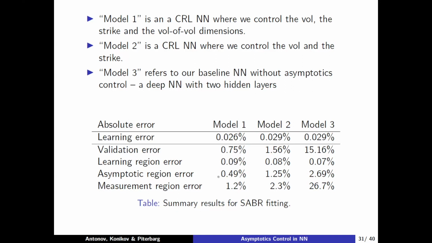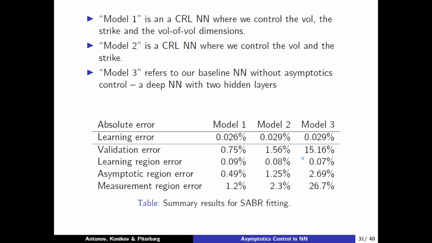Now in the asymptotics region, so the region where the asymptotics start, they have a different scale. They can have 49 basis points, 1.3%, and 2.6%. And in the whole measurement region outside, we can have very, very big numbers. This one is still very moderate, 1.2%, and the other 2 also, but if there is no control, we just get out. We get out completely of the picture. So this is more or less what I have expected.